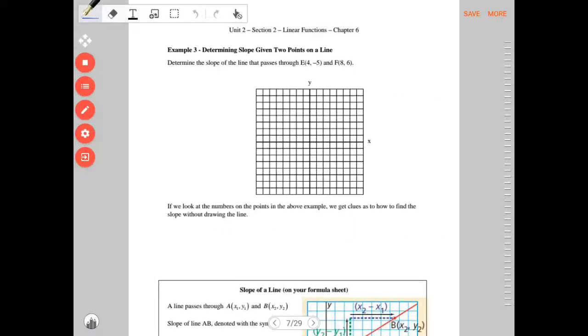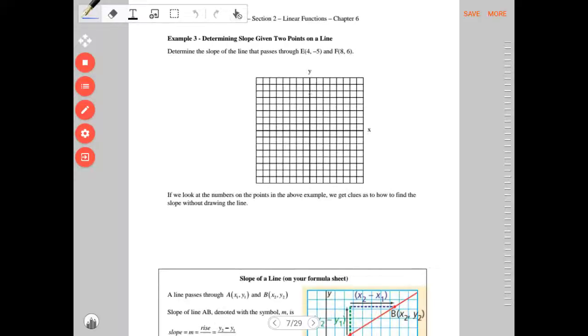Example 3. Determine the slope given 2 points on a line. So determine the slope of the line that passes through 4, -5, and 8, 6. So let's graph these first. So 4, -5. So this didn't show up all that well on the graph. Sorry, guys. That's the graph. So this is the origin, 0, 0. So 4, -5 goes 1, 2, 3, 4, and -5. 1, 2, 3, 4, 5. So that's this point. That is point E.